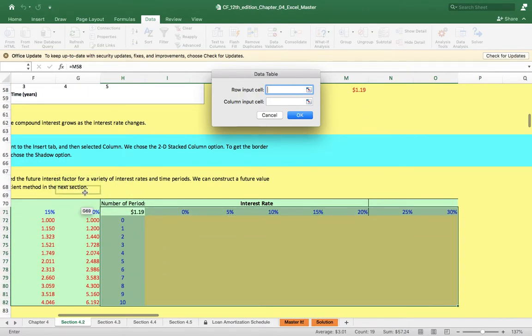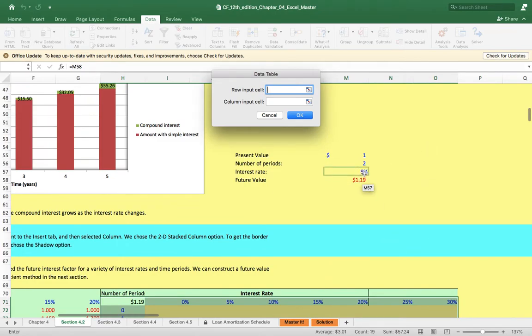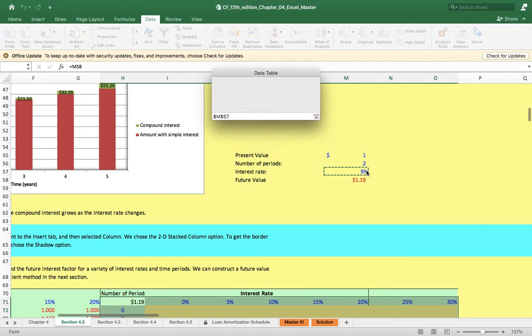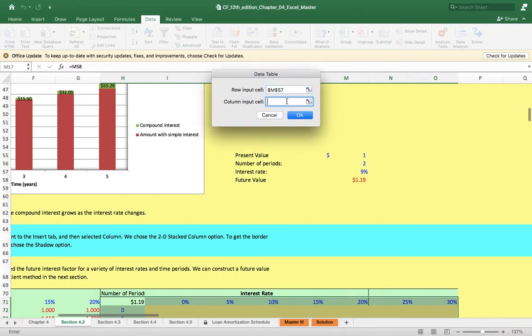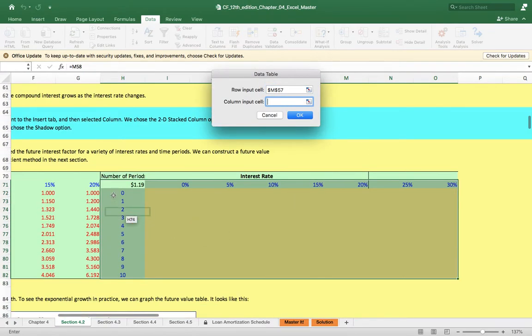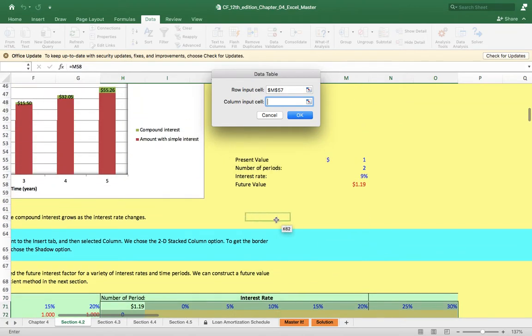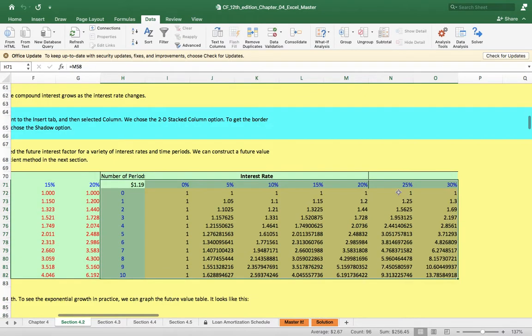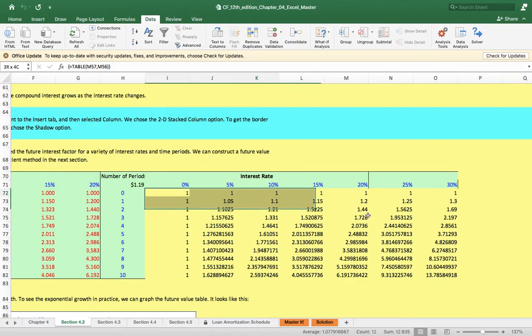Row input, what is there? We need to change the interest rate. We have taken one interest rate here, but we need to change the interest rate. So in the row I will change the interest rate, and in the column we have given number of periods. So in the column where number of periods is given, enter and OK. You see, all these data are being given here.